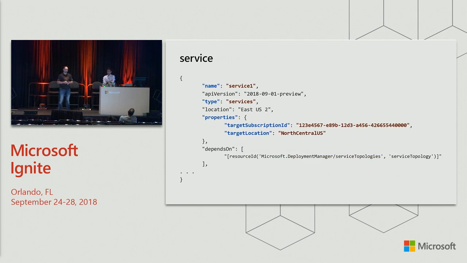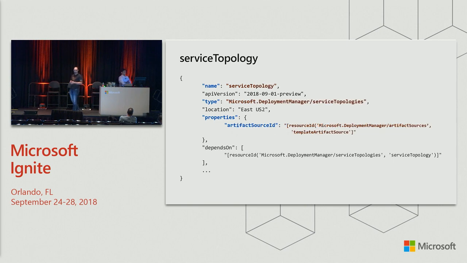So again, multiple service units comprise a service. Here we are with a service. Very simple. Two properties, subscription ID and target location. More stuff is coming soon. And then a service topology, which multiple services comprise. A service topology here references the artifact source ID. This artifact source is where the template and parameter files live. That's all that is. Really straightforward and really powerful.